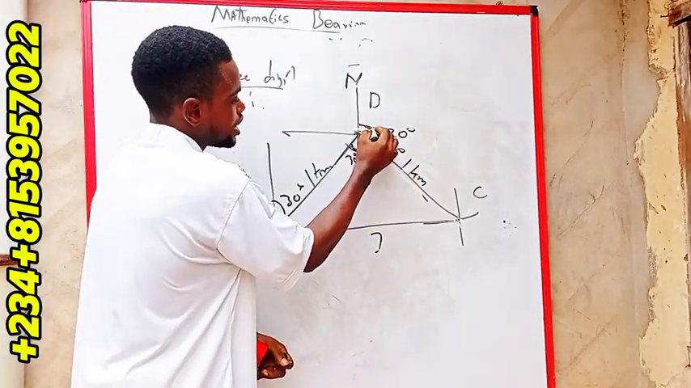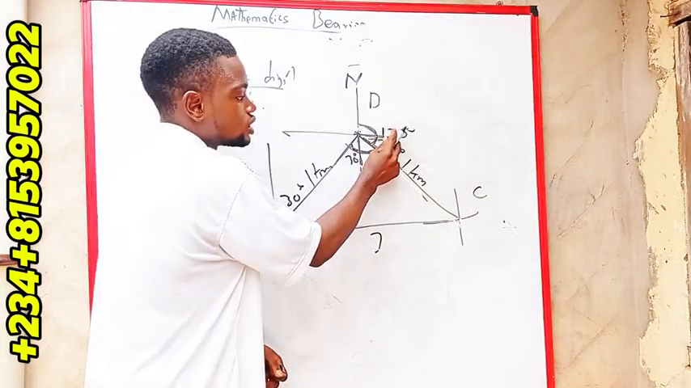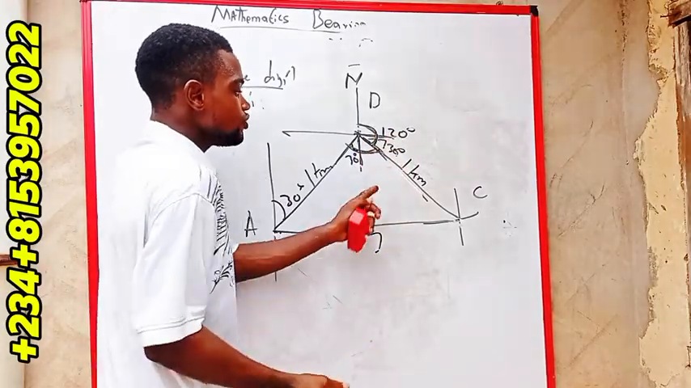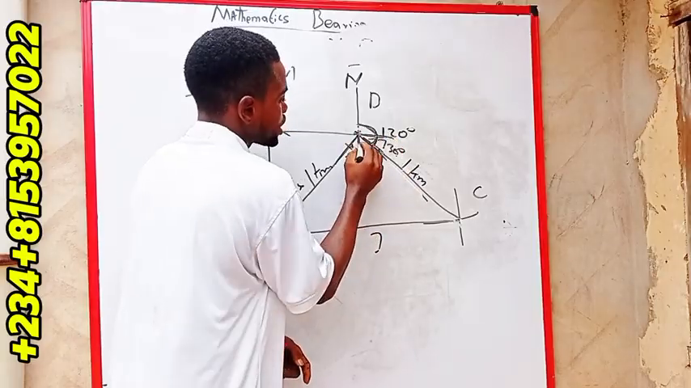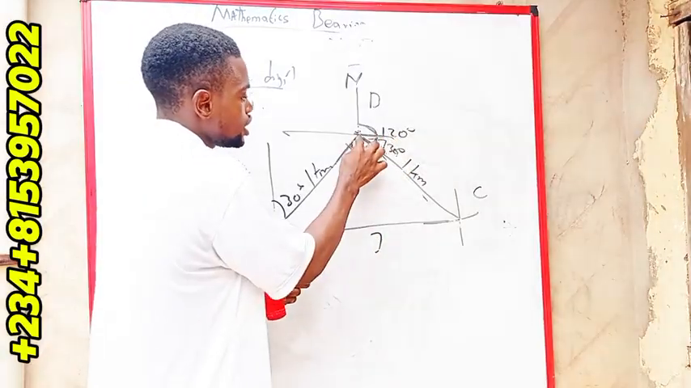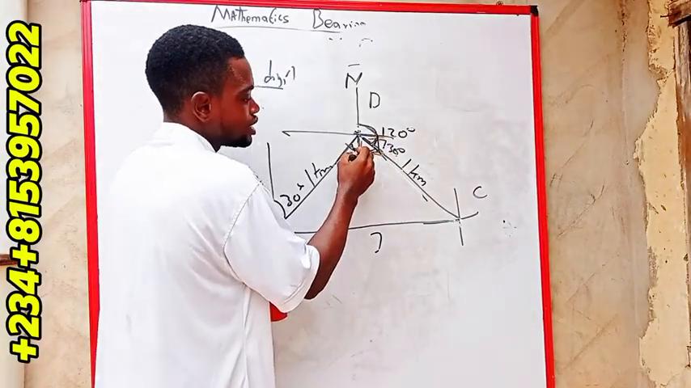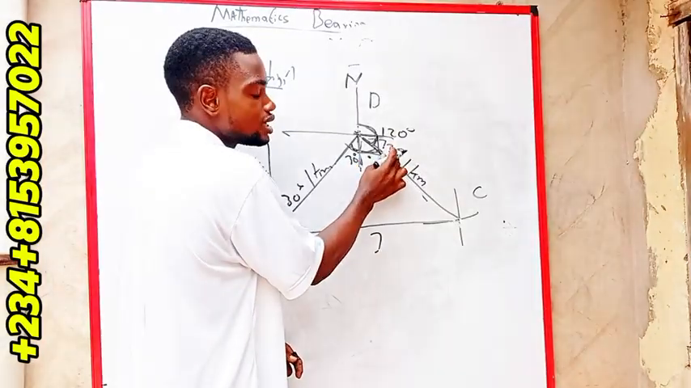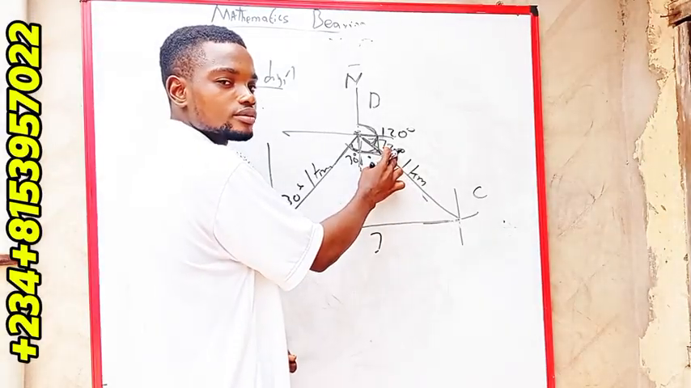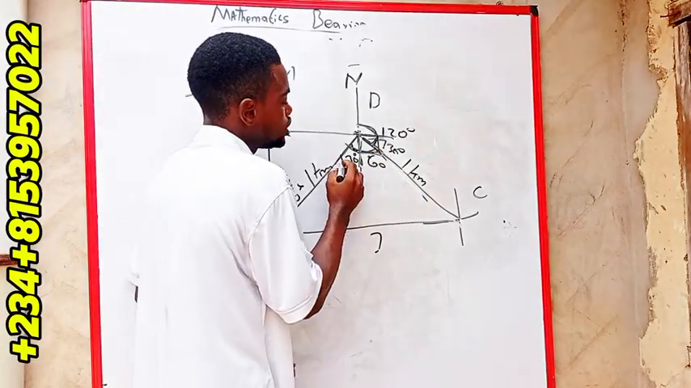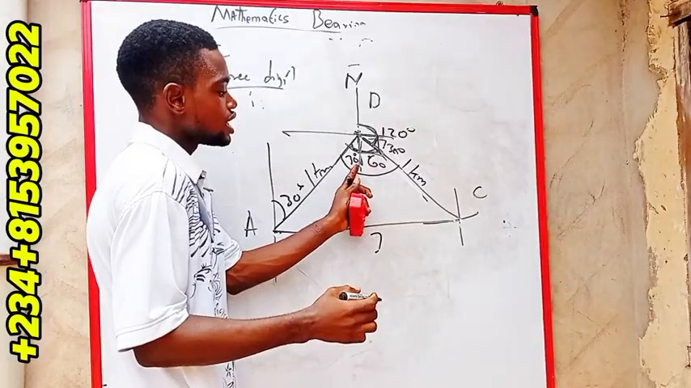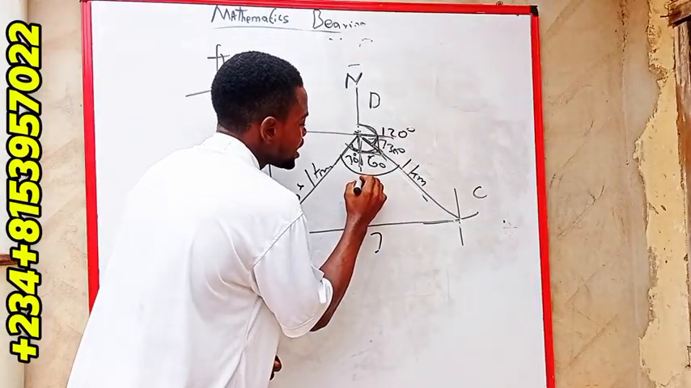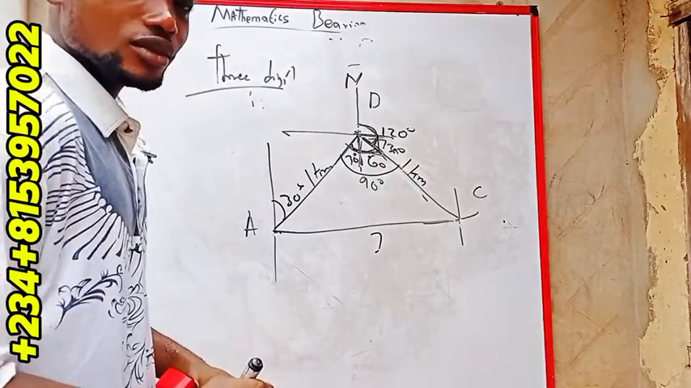Together with this 90 degrees, here's 90, here's 30, making 120 degrees. Now, if here is 120 degrees, consider this quadrant. Find out that the total angle here is 90 degrees. Now, 90 degrees minus 30 degrees will give us the remaining angle here, which is 60 degrees. So the whole angle here is this plus this: 30 plus 60 gives us 90 degrees. Hope you get it.